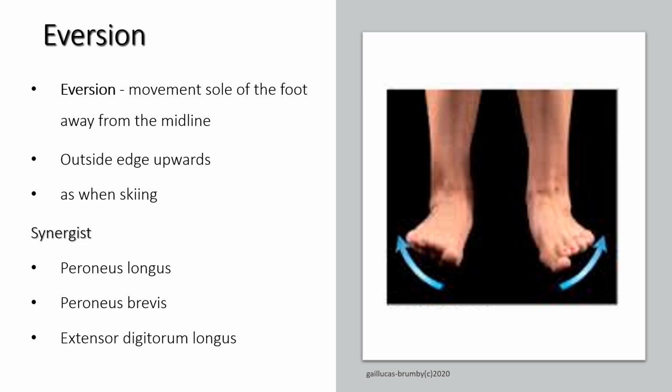Eversion is when you move the foot outwards, so the outside edge of the foot outwards or upwards. Like when you're skiing and you're trying to traverse a slope when you're skiing. The muscles involved in this are the peroneus longus and brevis and the extensor digitorum longus.